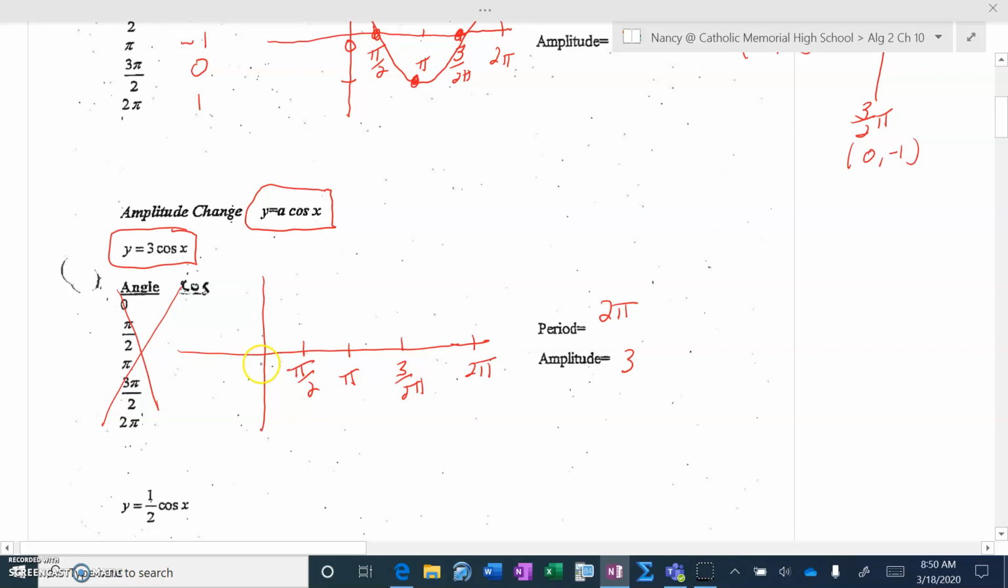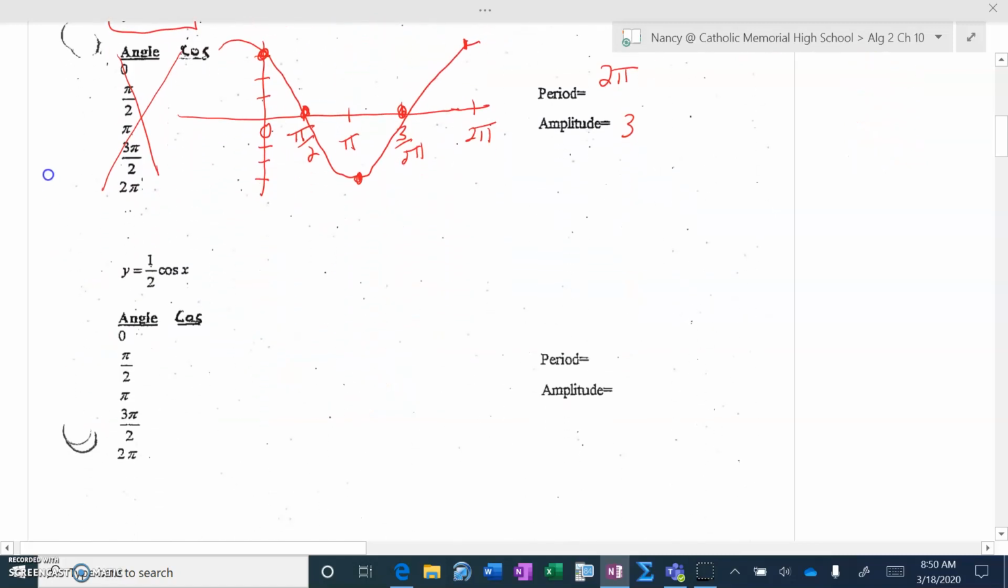But different than yesterday, at 0, a cos graph starts up at its amplitude. Then it goes to 0. And again, notice I went to 3 because we had an amplitude change. Then at pi, I'm at -3. At 3/2 pi, I'm at 0. And at 2 pi, I'm at 3. So there is my graph.